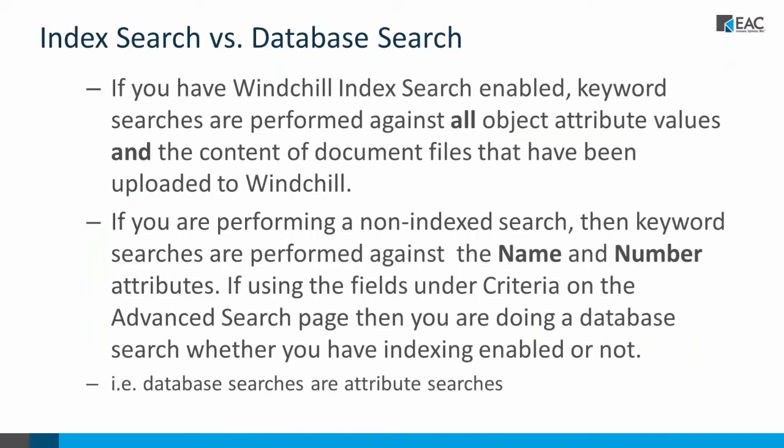So I mentioned briefly about index searches, and we're going to talk about that compared to a database search, or basically your typical non-indexed search. So if you have Windchill index search enabled, keyword searches are performed against all object attributes and content of the document files. If you're performing a non-index search, then the keyword search is performed just on name and number by default. If you're using additional attributes under the criteria, the advanced search page is going to do a database search. So even if you have index searching on and you search for particular attributes under the criteria heading, it's sort of like turning off indexing, and it just does those attribute searches. So a database search, a non-index search, is basically an attribute search.